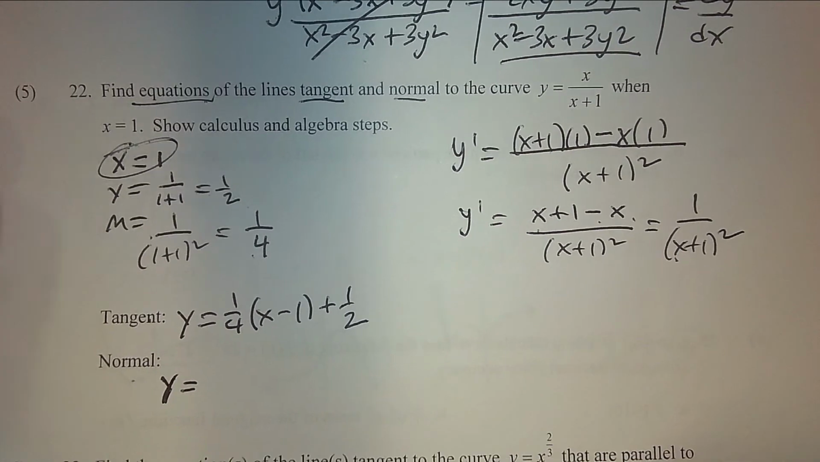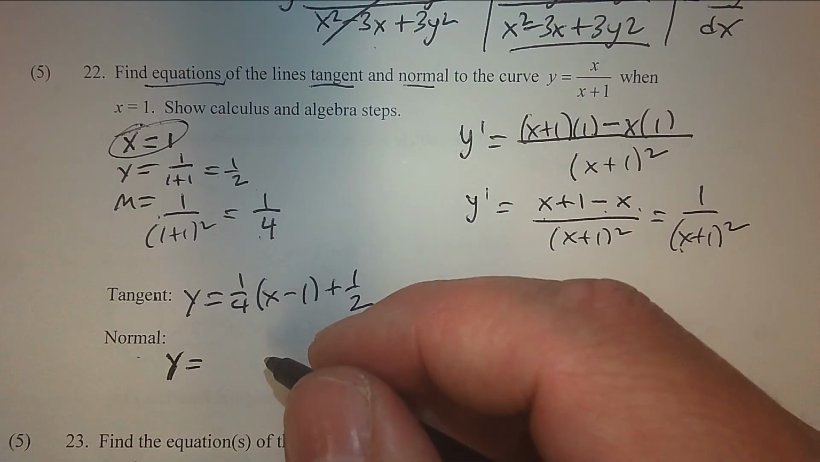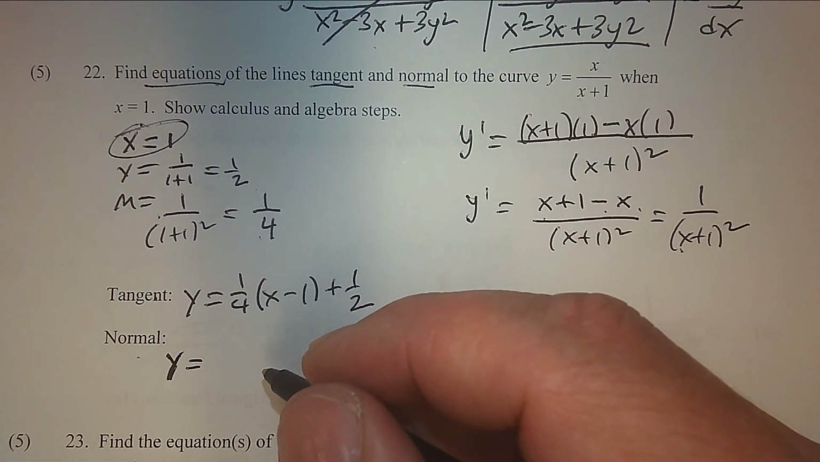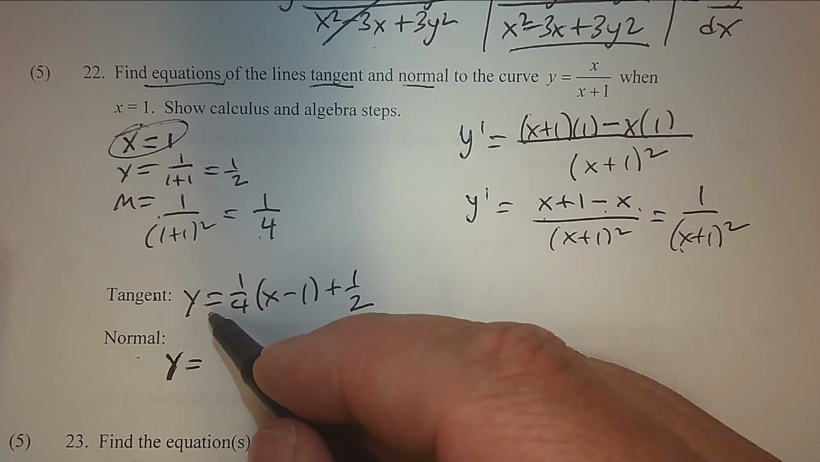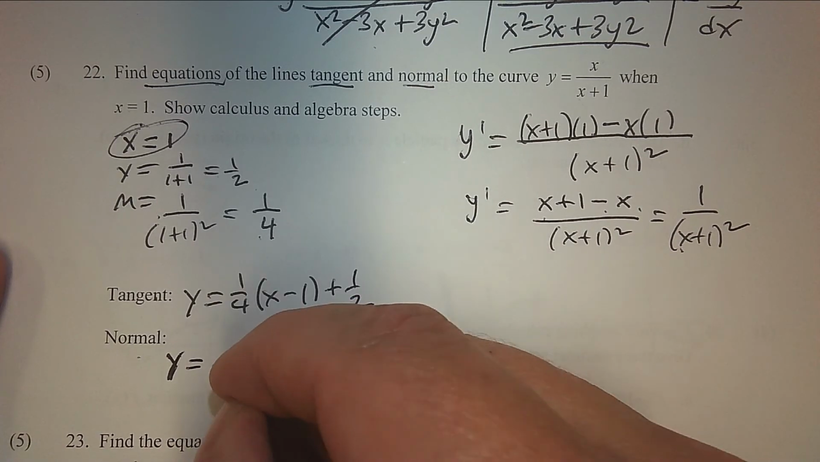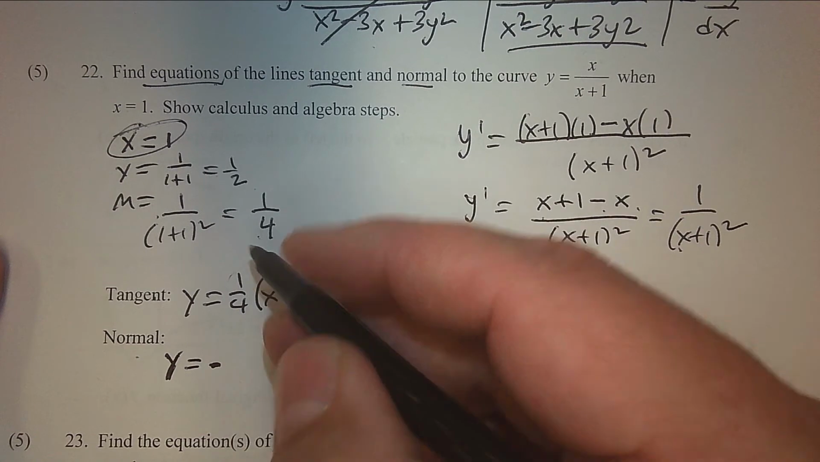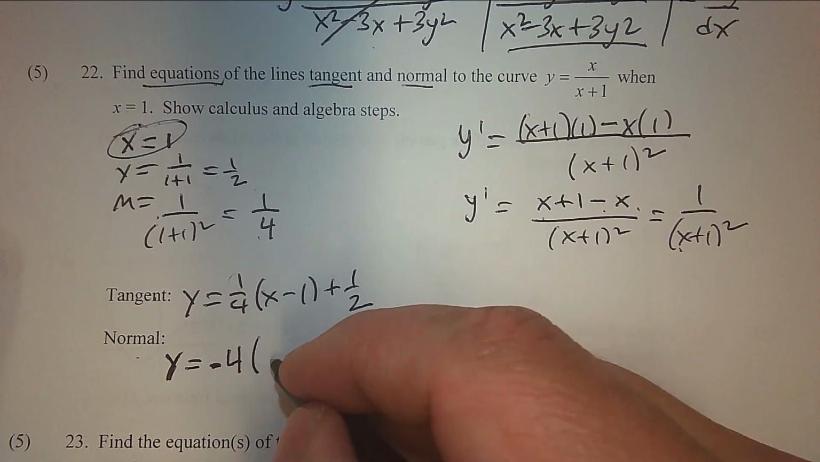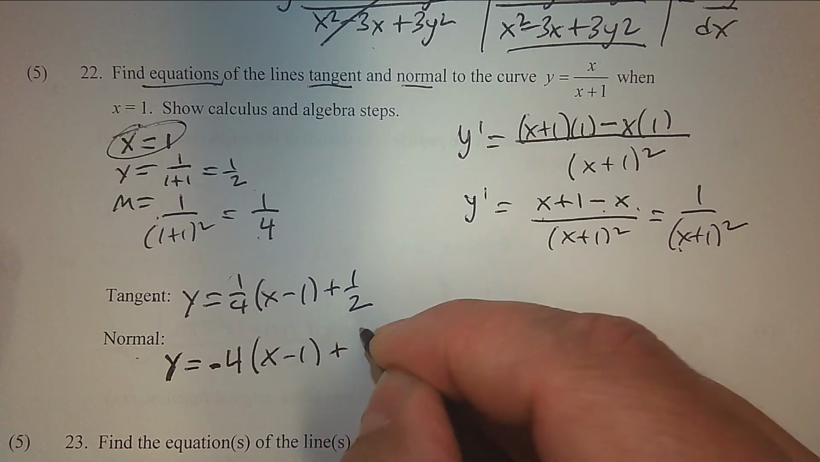perpendicular. Perpendicular slopes means you do two things. First, change the sign. Opposite, reciprocal. Positive becomes negative, and the second is you do the reciprocal. So it's -4, and then the rest is exactly the same.